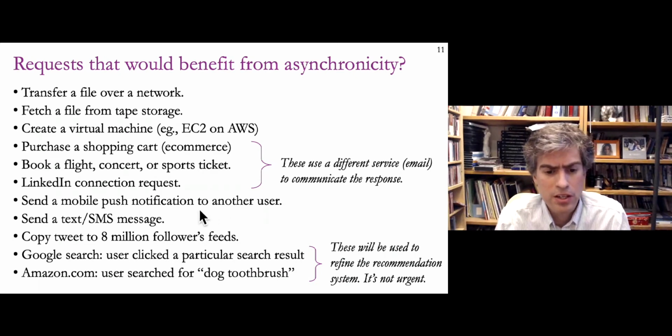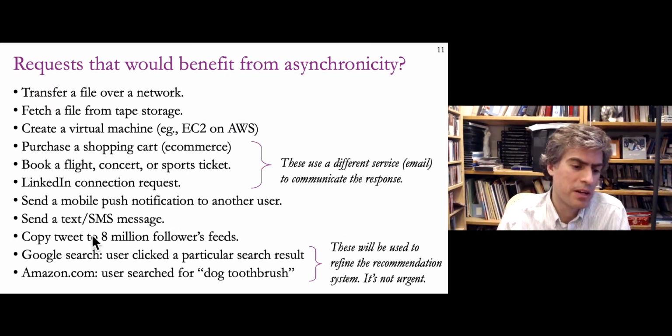Sending a push notification, another example. Sending a text message can take a long time because there could be retries involved when people are out of radio contact, and it involves interacting with a third-party service, typically like Twilio, to do that.